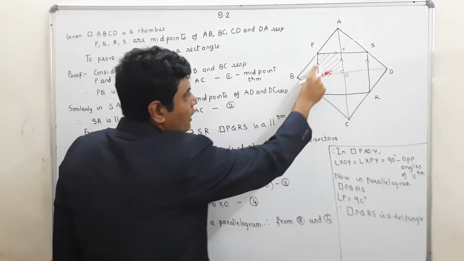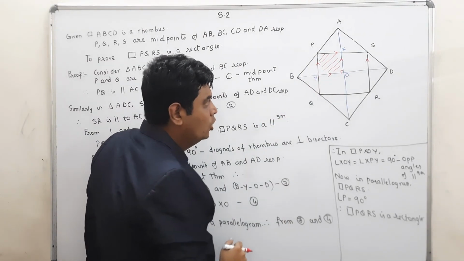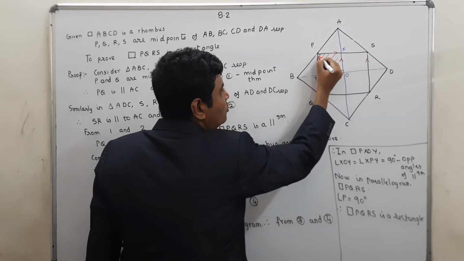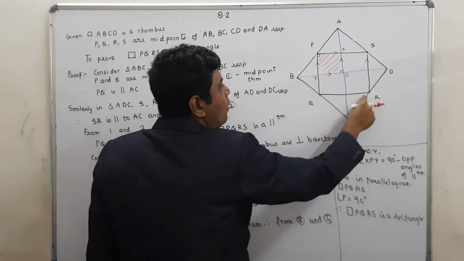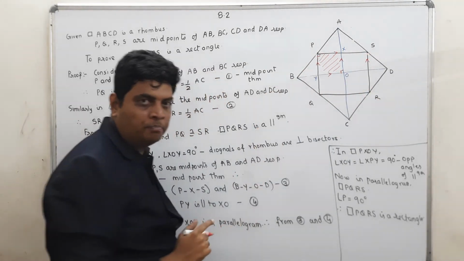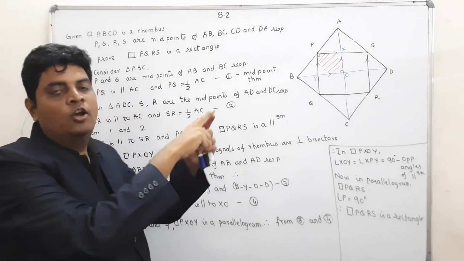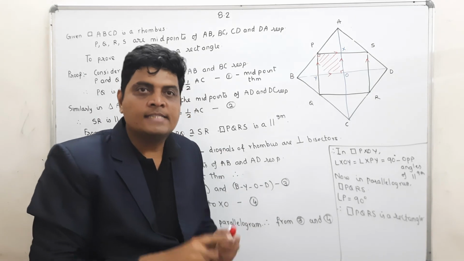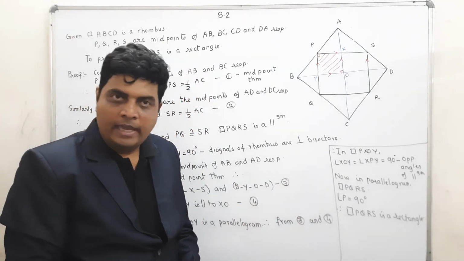Now in this parallelogram, if we consider opposite angles are equal, properties of a parallelogram. So therefore if this is 90, then this also becomes 90 degree. Right? Now you consider parallelogram PQRS. In parallelogram PQRS, angle P is 90 degree. Therefore one angle is 90 degree. Since one angle is 90 degree, parallelogram PQRS becomes a rectangle. Hence proved. Okay? Thank you.